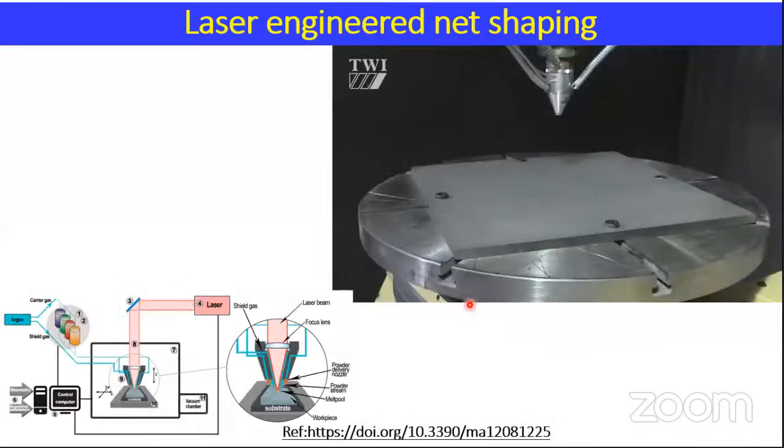Okay, and the other technique is the laser engineered net shaping technique. This is very similar to the SLM or DMLS process. The only difference is that it doesn't have any sort of powder bed. Instead, in the nozzle that we see, the powder supply happens, and there is a laser head attached to this nozzle. The powder enters through the nozzle, the melting happens, and eventually the part gets printed. Probably this video will give a better understanding.